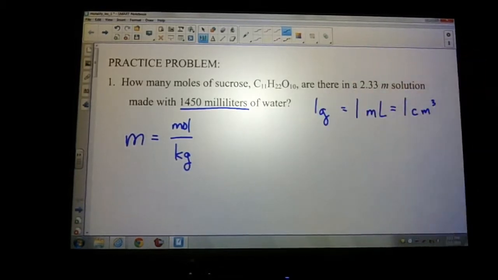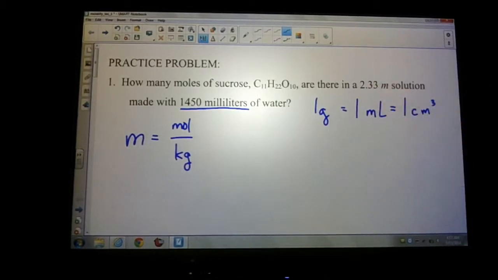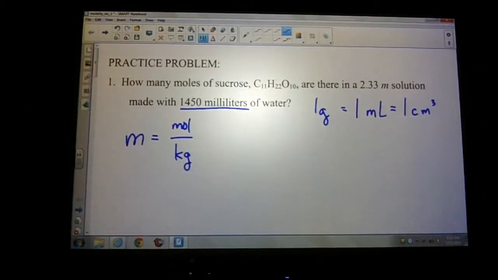Okay, so that is the standard for water. 1 centimeter cubed or 1 milliliter of water equals 1 gram. And again, this is pure water. So if we know we have 1,450 milliliters of water, how many grams of water do we have?